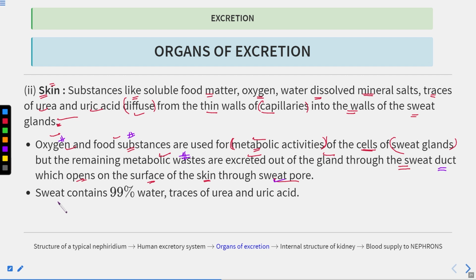Now, if we talk about the sweat, the sweat contains the waste material. Sweat contains 99% water, and it also contains traces of urea and uric acid. So these urea and uric acid have been produced by a lot of metabolic activities, and they are excreted. So some of the urea and uric acid in trace amounts are also excreted through sweat.